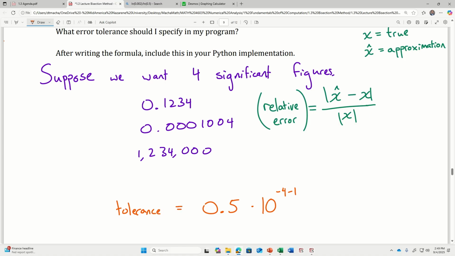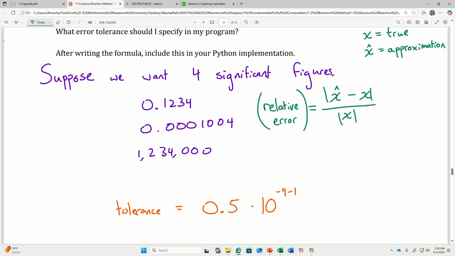What I'm thinking to myself is, if I can get the tolerance for relative error to be 0.5 times 10 to the negative 4 minus 1, and my relative error can stay inside that tolerance, or less than that tolerance, then I should have 4 significant figures of accuracy. Whenever I say minus 4 minus 1, that's really 10 to the negative 5 power. But I just put the 4 there so you can see it's really however many significant figures you want, that's where the 4 goes.